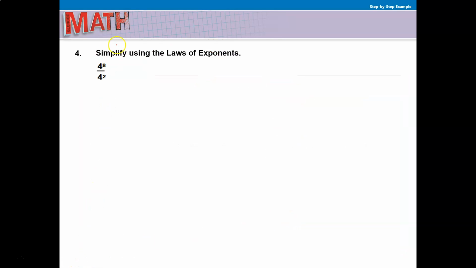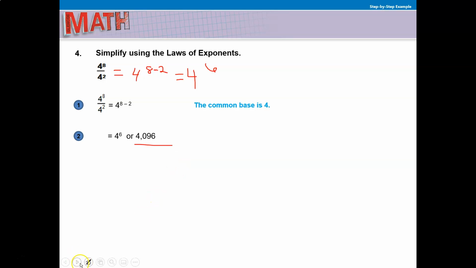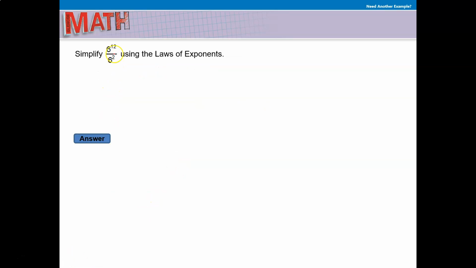Let's try some. 4 to the 8th divided by 4 to the 2nd. So this would be 4 to the 8 minus 2. It's a minus, which is 4 to the 6th. Which, if you put in your calculator, would be 4,096. Try this one on your own. 6 to the 12th divided by 6 squared. Correct. It would be 6 to the 12 minus 2, which would be 6 to the 10th.